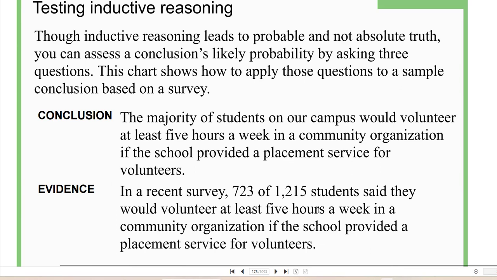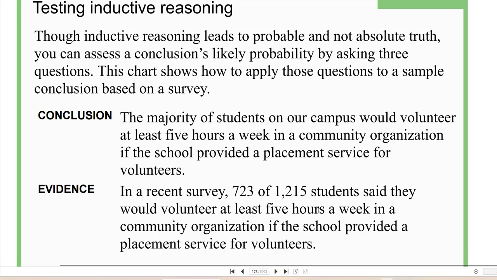Though inductive reasoning leads to probable and not absolute truth, you can assess a conclusion's likely probability by asking 3 questions. This chart shows how to apply those questions to a sample conclusion based on a survey. The majority of students on our campus would volunteer at least 5 hours a week in a community organization if the school provided a placement service for volunteers.